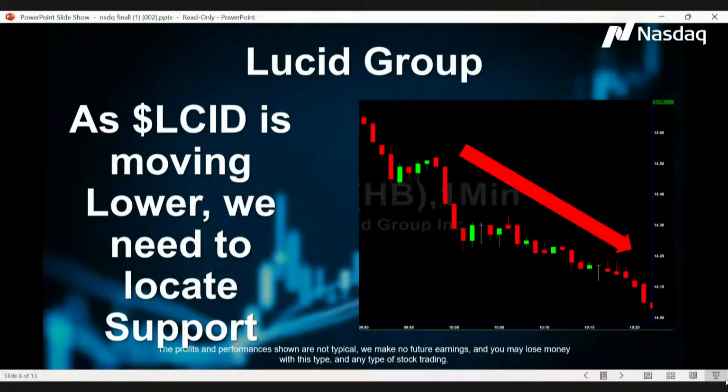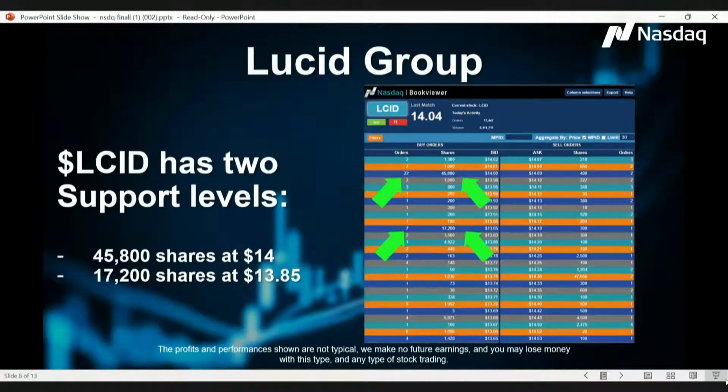Whatever goes up comes down twice as fast. And here you have LCID going lower. And the big thing is, let's just say you own the stock, and some people are like, do I sell it here? Do I hold on? Well, if you go back to the book viewer, you'll start seeing that there are a lot of orders out there right around $14, $13. You've got 45,000 shares, 17,000 shares.